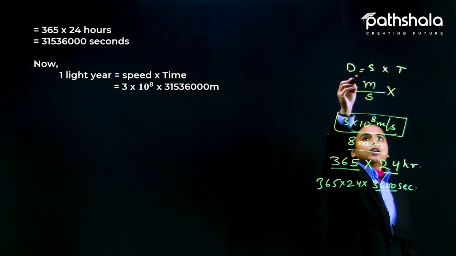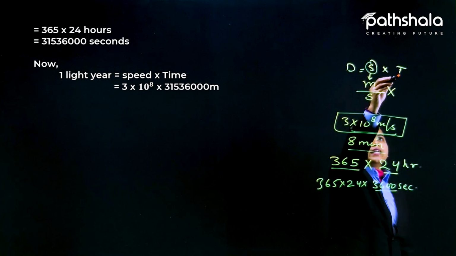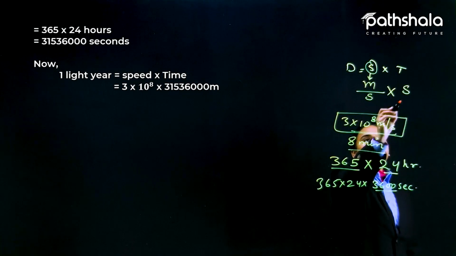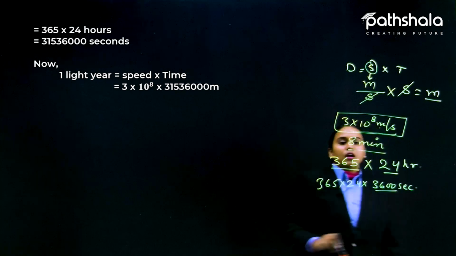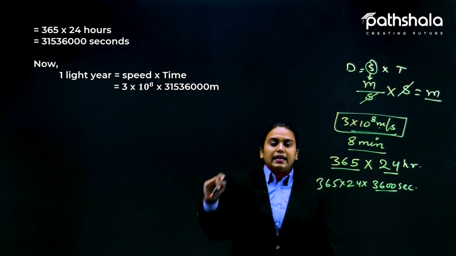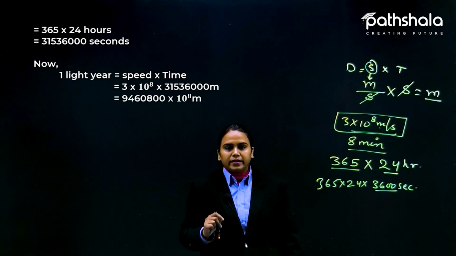will give you distance. So here we put the SI unit of speed, that is meter per second, and the SI unit of time will be second. Cancelling second to second, you would only get meter. So that will give you the idea that the calculation would be in meters here.